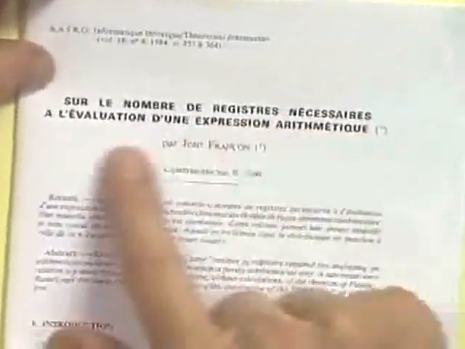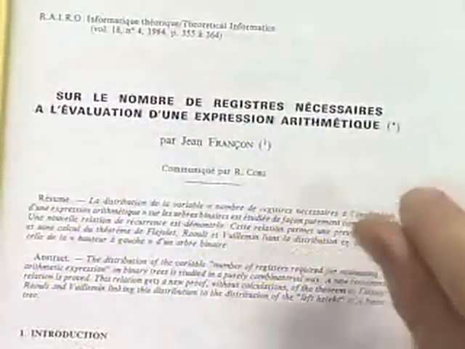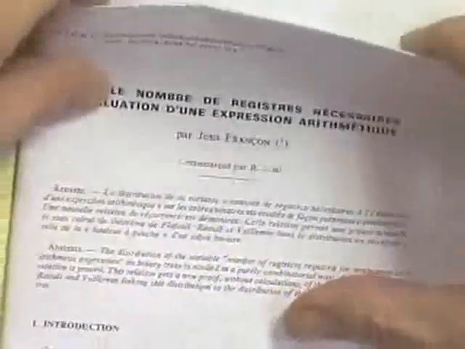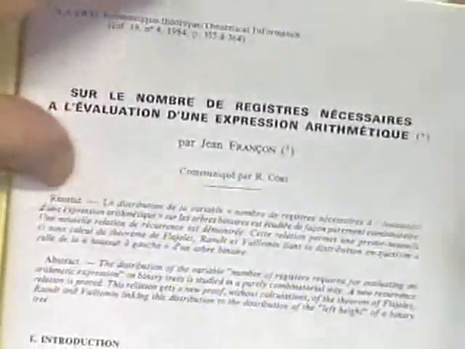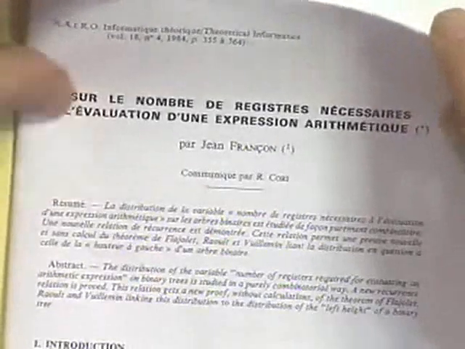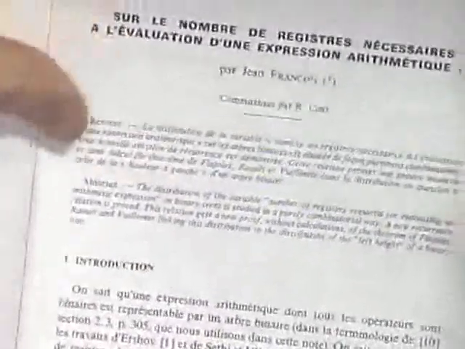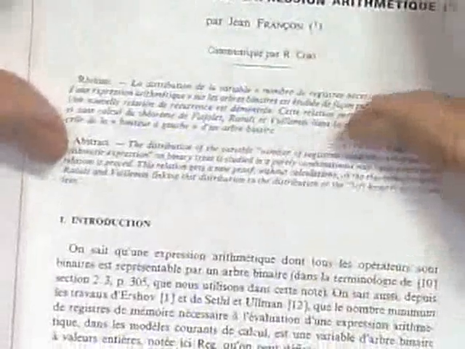The number of registers necessary to evaluate an arithmetic expression, and he noticed that this problem, which was connected to another problem that seemed really, really different. And so here's a third way in which the same concept, the Strahler number, the pruning order, arises in a natural problem, yet different from before.